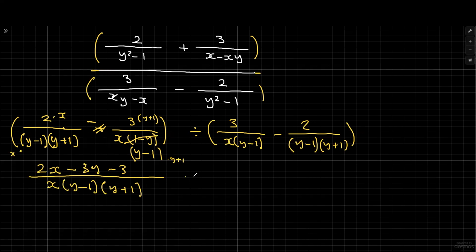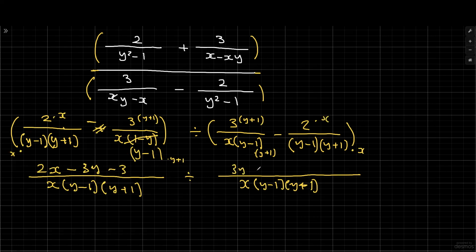Okay. Divided by, and we're going to do the same thing here. We're going to find the common denominator for that part as well. The common denominator is x, y minus 1, and y plus 1. So I know I have to multiply this here by y plus 1 to match the common denominator. Whatever I do to the bottom, I do to the top. And here I'm going to multiply this by x to make it the same common denominator, and whatever I do to the bottom, I do to the top. So I'm going to get this. Now I multiply this in here. I'm going to get 3y plus 3 minus 2x.